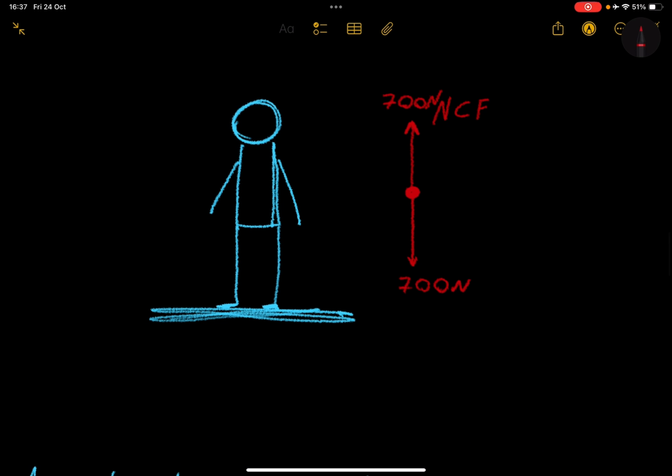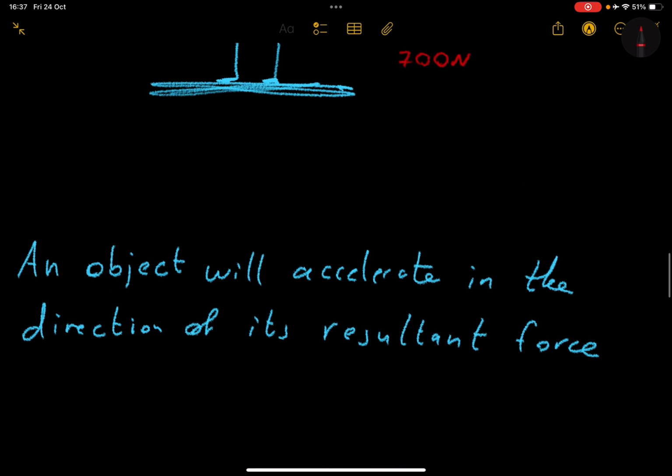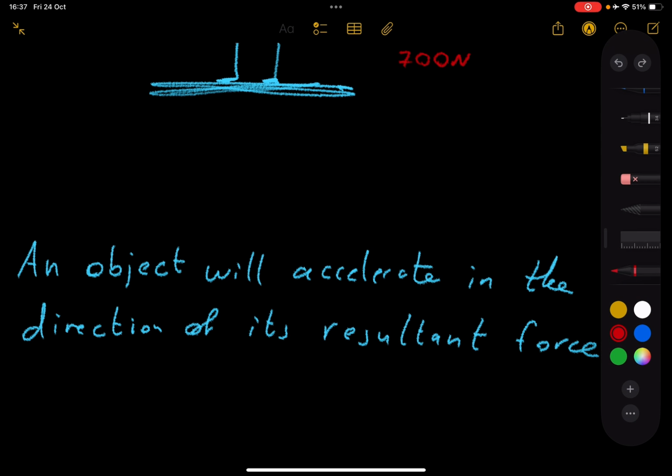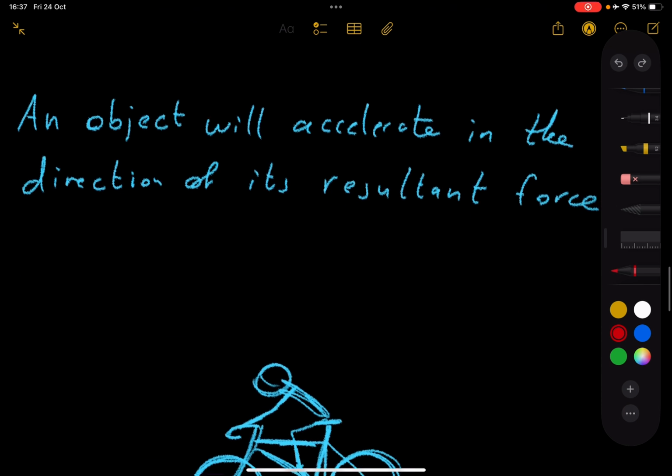Now, why am I talking about that? Because we need to consider what's going on when something's not accelerating. The resultant force on this person is equal to 0, which means no acceleration. If you take nothing else away from this, remember that an object will accelerate in the direction of the resultant force. If there is no resultant force, then it will not accelerate. That means it might continue at the same speed and direction, which is not accelerating.